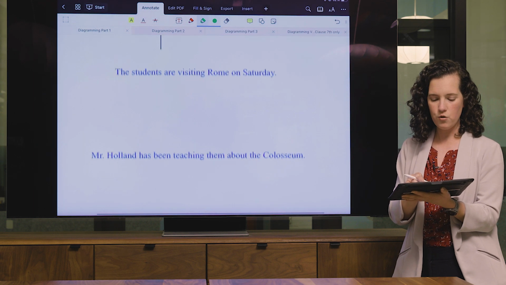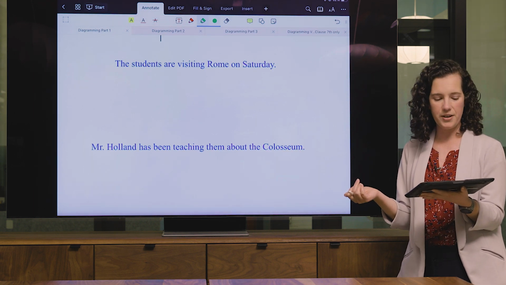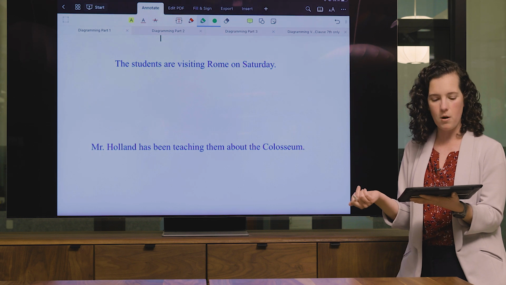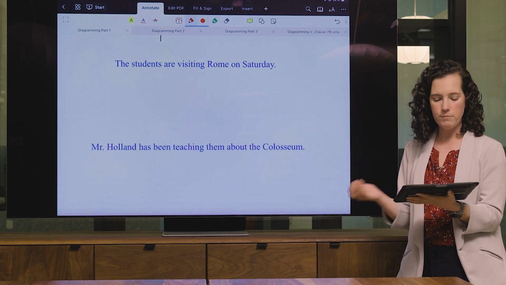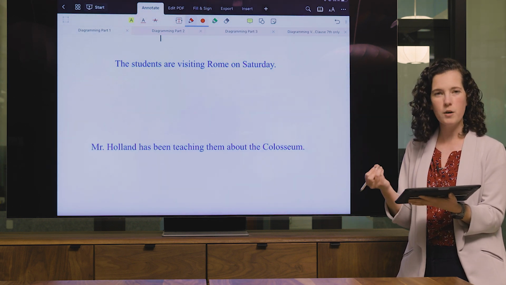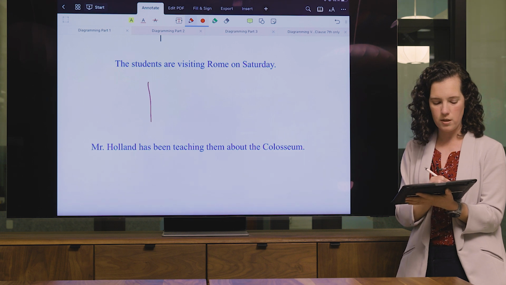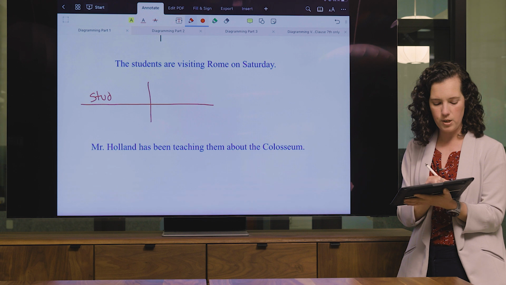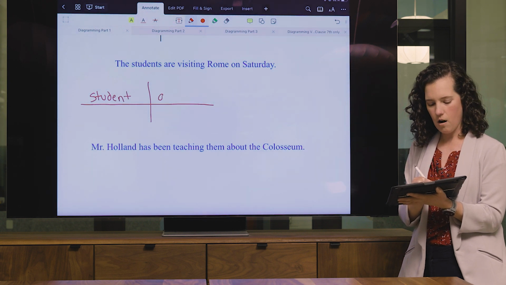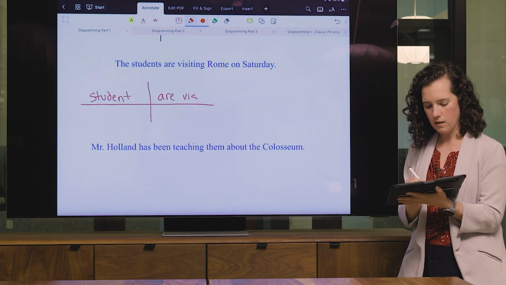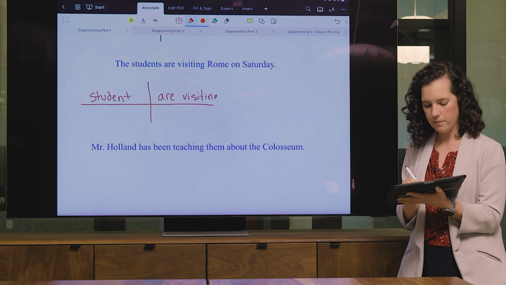Now we are going to return to a sentence that we looked at earlier. It said the students are visiting Rome on Saturday. Our subject is still students. And our verb is still are visiting. So nothing changes about that first part of the diagram. Students is our subject. Are visiting is our verb.